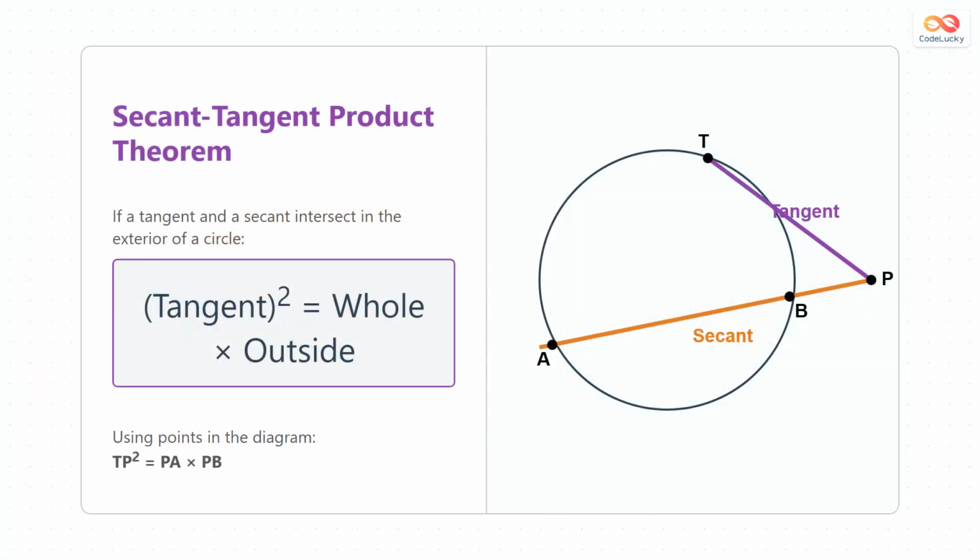Sometimes you might have one secant and one tangent meeting outside. The rule is similar but slightly different. It is tangent squared equals whole times outside. In this diagram, the length of the tangent segment TP squared is equal to the whole secant length PA multiplied by the exterior part PB.